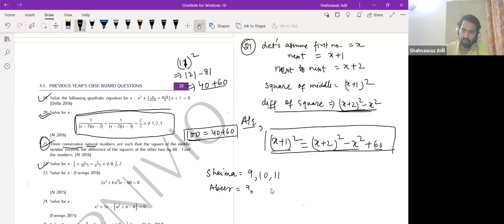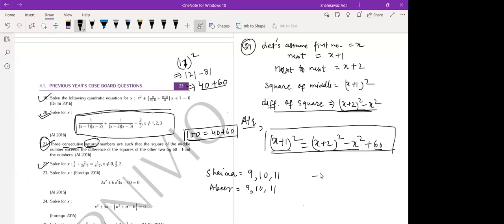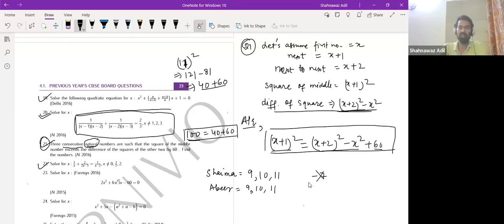But you see in this question, this is where this word is important: natural number. A natural number cannot be negative. Yes. So that is why minus 7 is discarded, right? Okay. Yes, Shoaib, what did you get?